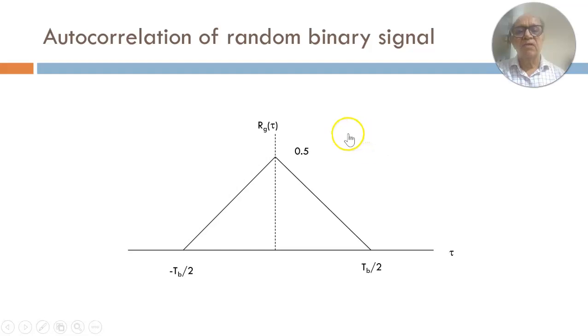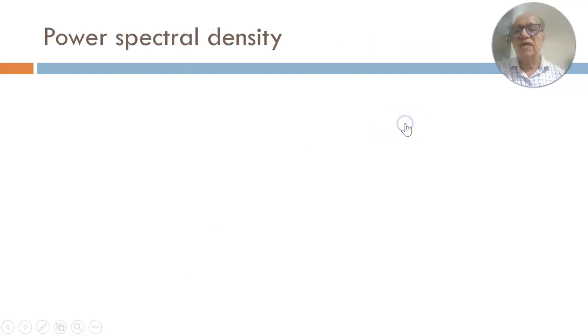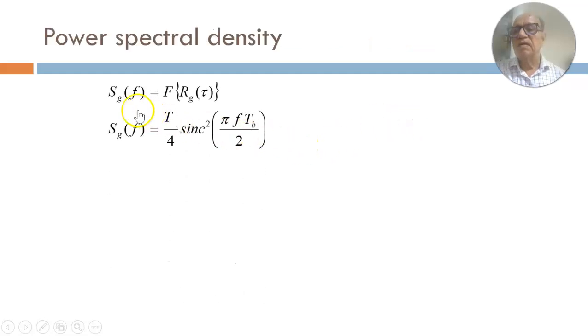Okay. Now recall that we have done this calculation for autocorrelation function in order to find the frequency spectrum. So what we have to now do is to take the Fourier transform of this. That will give us the power spectral density. So let us do that. So S_G(f), which is the power spectral density, that is the Fourier transform of the autocorrelation function.